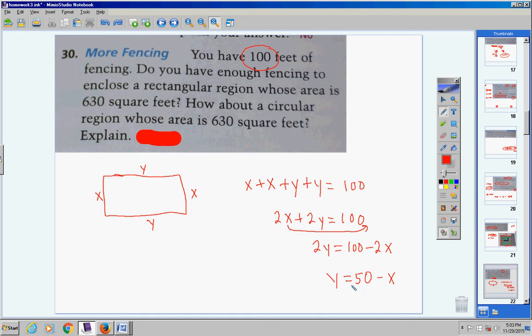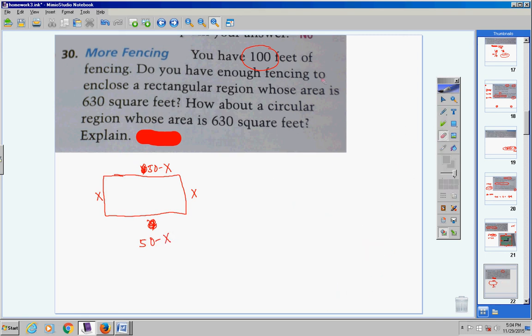So look at that. Hey guys, what does y equal? 50 minus x. So instead of putting a y here, I'm going to put 50 minus x. Now we're getting somewhere. So there's my 100 feet of fencing all the way around in terms of x. Now, they want to have an area of how much? 630, right? That's their goal. That's what it says. So let's see if it's possible.